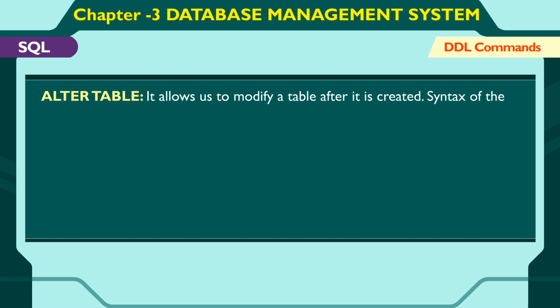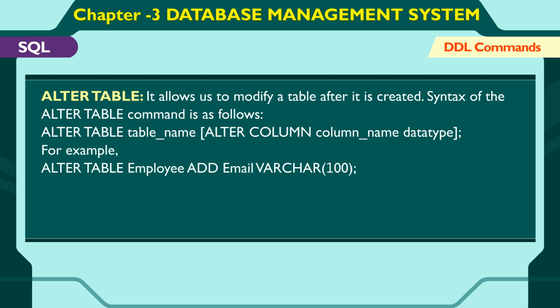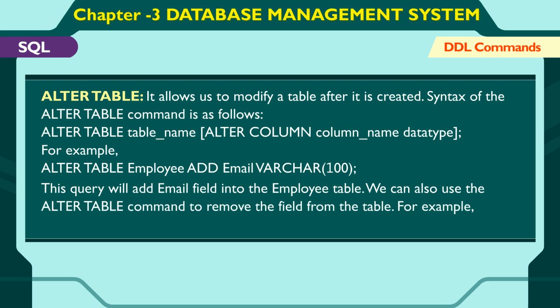Alter table. It allows us to modify a table after it is created. Syntax of the alter table command is as follows. Alter table, table underscore name. Alter column, column underscore name, data type. For example, alter table employee, add email varchar 100. This query will add email field into the employee table. We can also use the alter table command to remove the field from the table. For example, alter table employee drop column email.